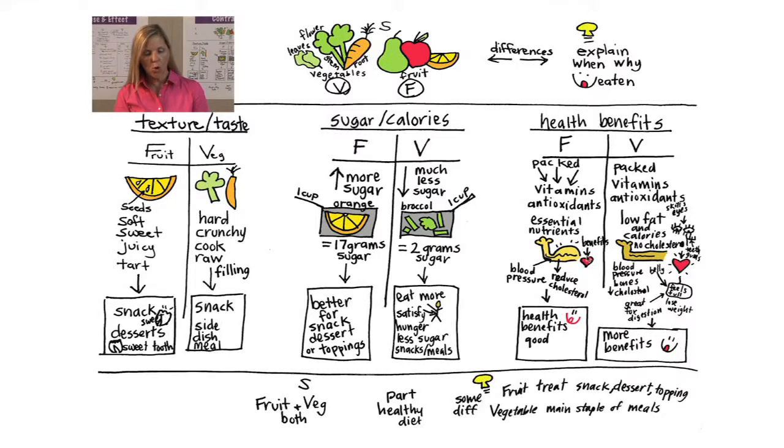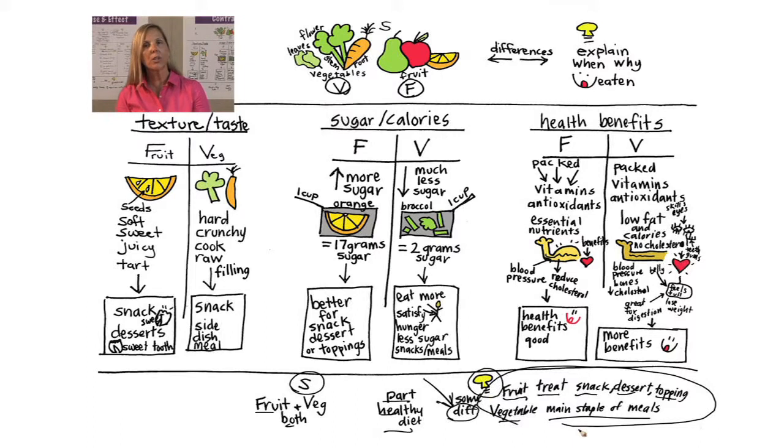On the bottom of our organizer, we recorded S and our light bulb so that we could look at our subject. What is our subject about? Fruits and vegetables, how they're part of a healthy diet, but some of their differences mean that when you are choosing fruit, you should choose it as a treat, a snack, a dessert, a topping. But vegetables, on the other hand, should be the main staple of your choice between these two when it comes to your meals.